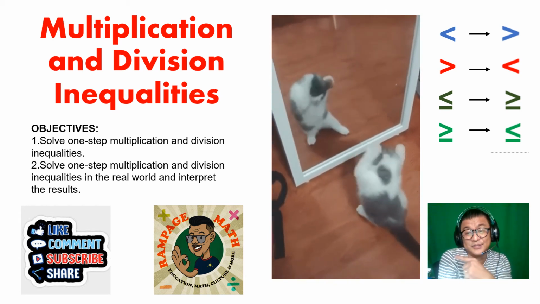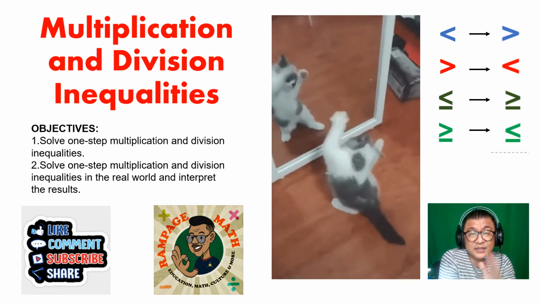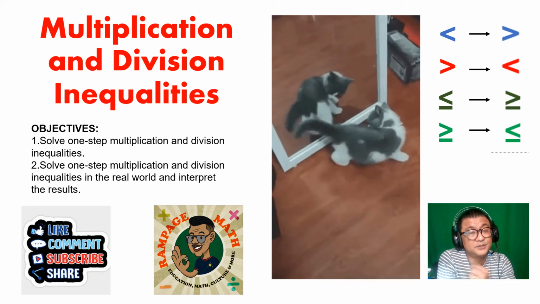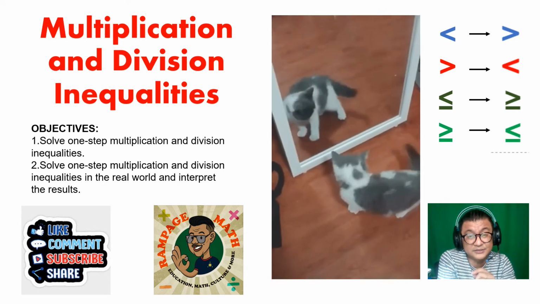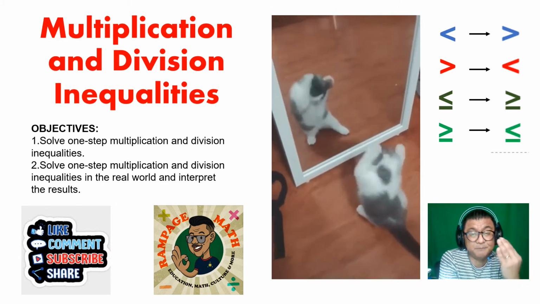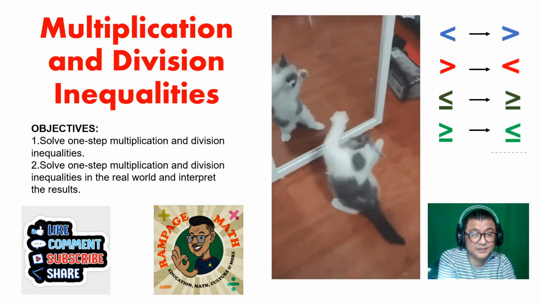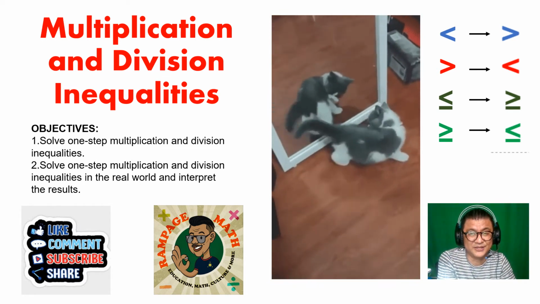Look at the cat over here, right? The cat is amused because he's seeing a flipped image of himself. Now, guess what? In multiplication and division inequalities, sometimes, not all the time, you will do some flipping of the symbols. When will you do that? You'll learn that today as we study one-step inequalities. All right, here we go.